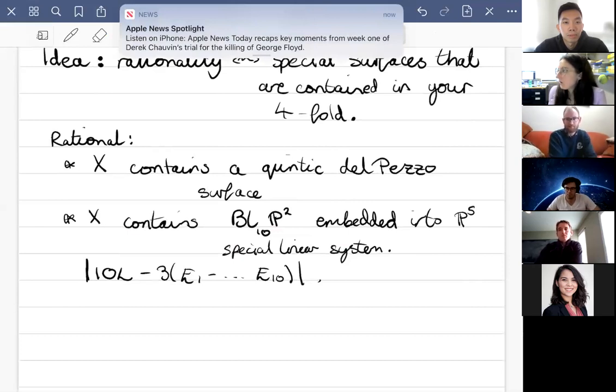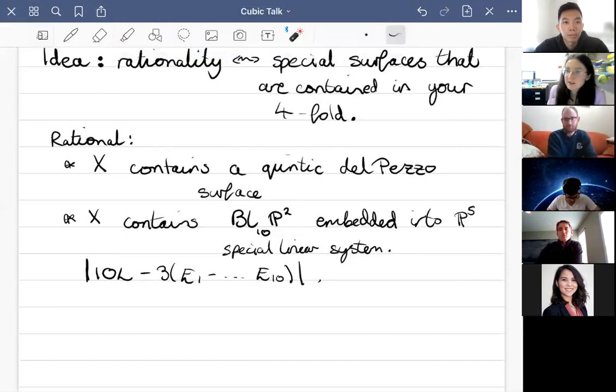Yeah, the number of coefficients is telling you how many cubic equations you have. Yeah, I would kind of agree. Maybe let's talk about this afterwards.